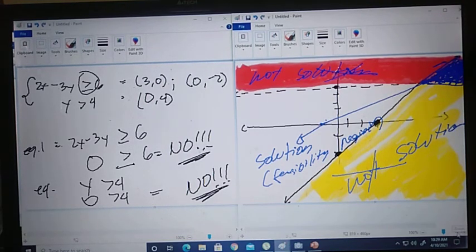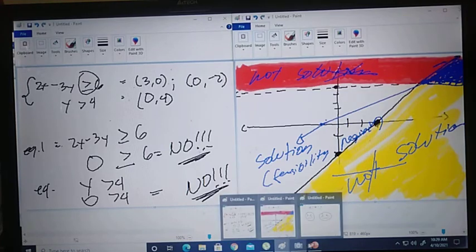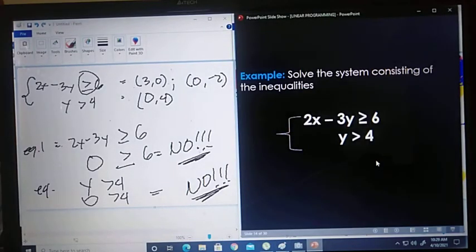Ang ginawa lang natin kasi is pinag-combine lang natin yung tag-iisang equation. Tapos kung saan nag-merge yung kulay na dalawa, yun yung solution na tinatawag po natin. Okay? Gets po? I hope naintindihan nyo ha.